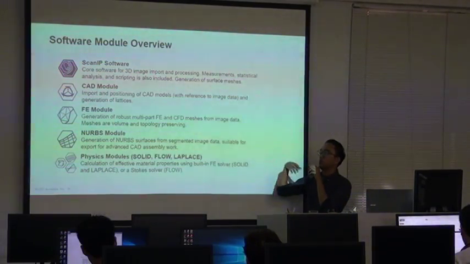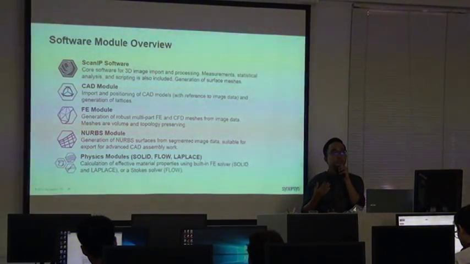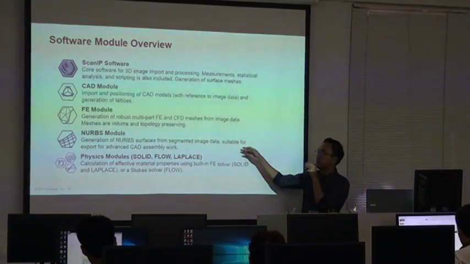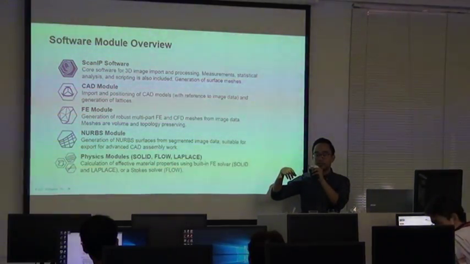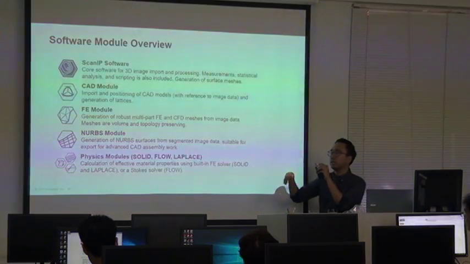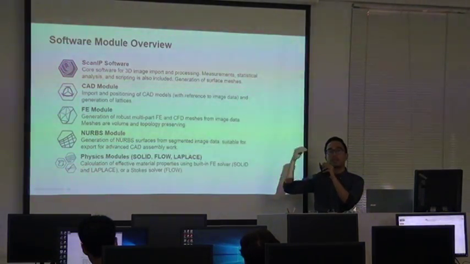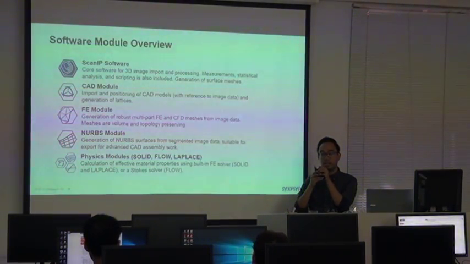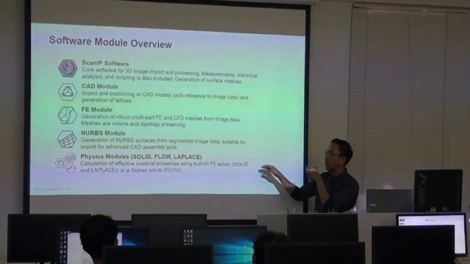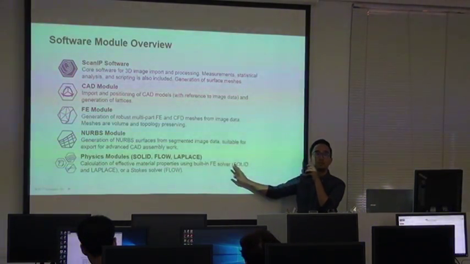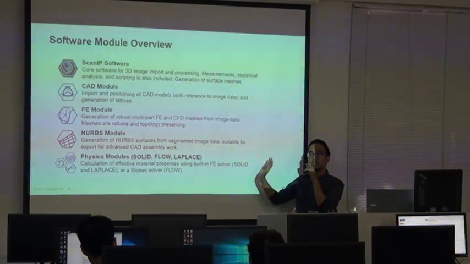And then we have the NURBS module. The NURBS module is used to generate the NURBS surface, and the NURBS surface model can be exported into CAD software like CATIA, AutoCAD, etc. And then we have a physics module that will allow us to do effective properties calculation.